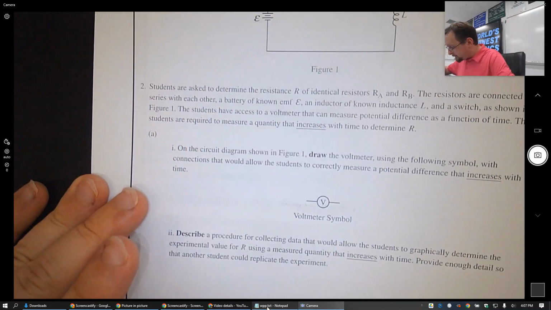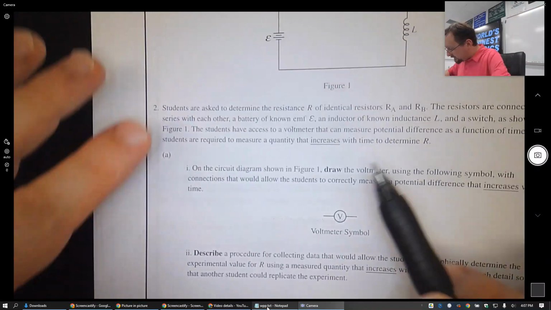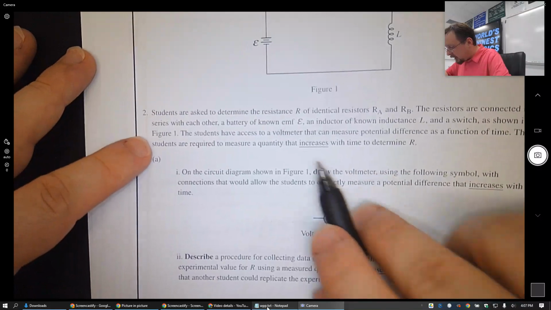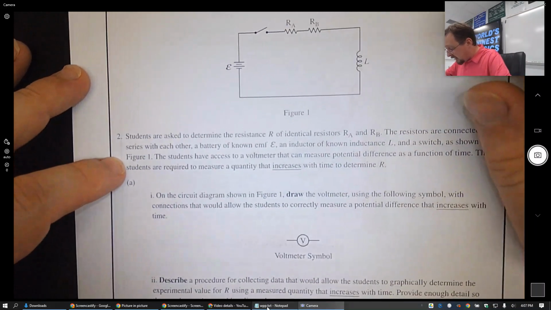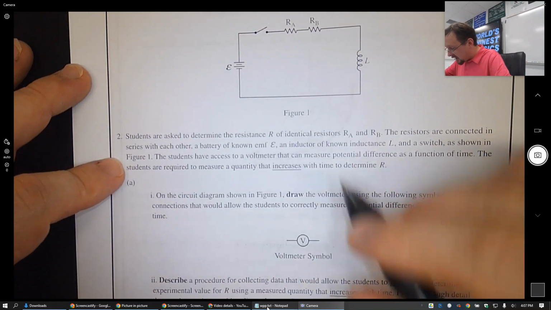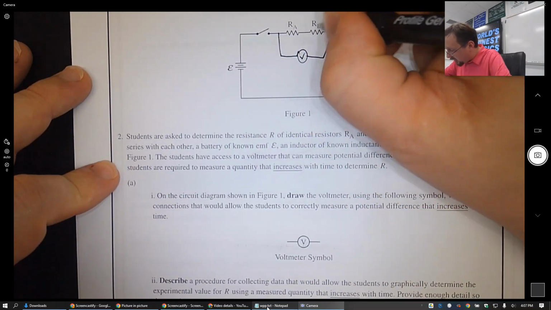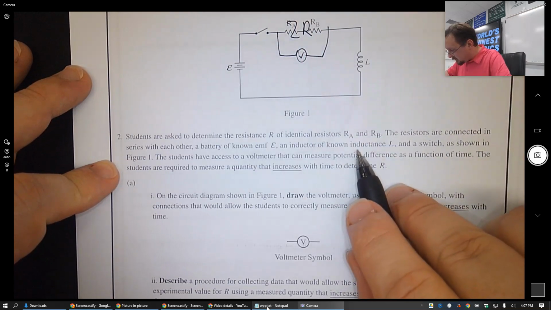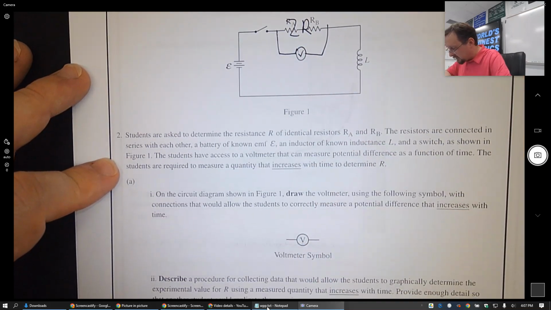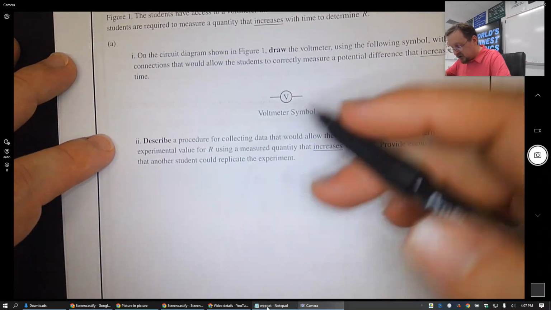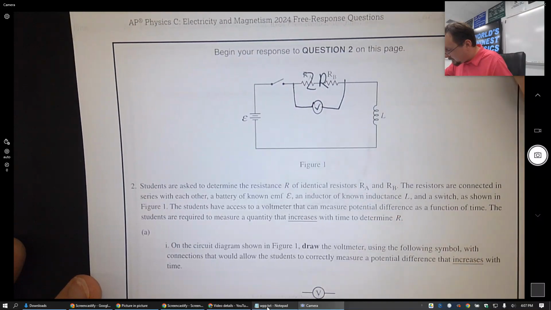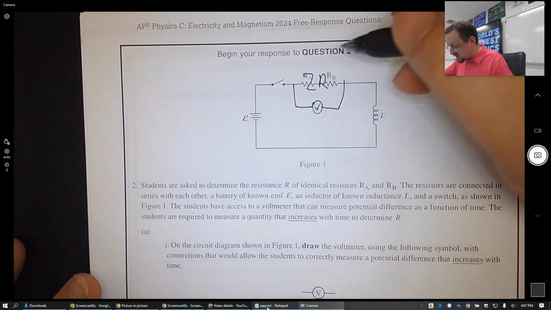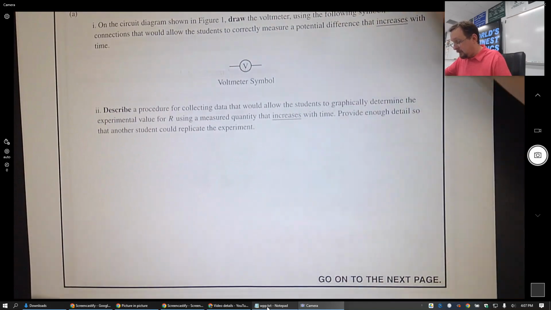Oh, it's magnetism. Is this going to be the same thing? It's inductance. I'm just going to go really fast for this because it's the same thing. I have to measure a quantity that increases with time. Now I need to put the voltmeter across my 2 R's because they're identical resistors. Then the procedure is the same as before. The voltage is going to increase. I'm just making sure I'm not crazy this time.